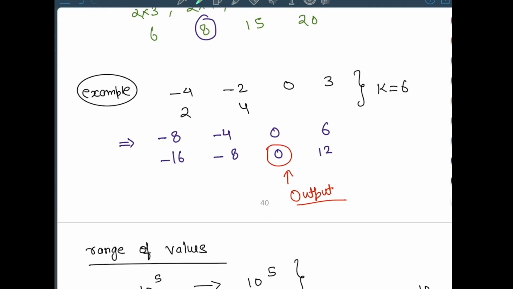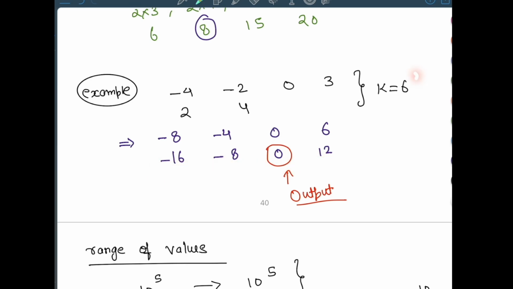Another example is in which negative numbers are also involved. When the nums1 array is -4, -2, 0, 3, nums2 is 2 and 4, then the different products which are possible are: 2 multiplied by -4 is -8, then 2 multiplied by -2 is -4, 2 multiplied by 0 is 0, 2 multiplied by 3 is 6. Then you can say 4 multiplied by -4, 4 multiplied by -2, 4 multiplied by 0 and 4 multiplied by 3. So the products are -16, -8, 0 and 12.